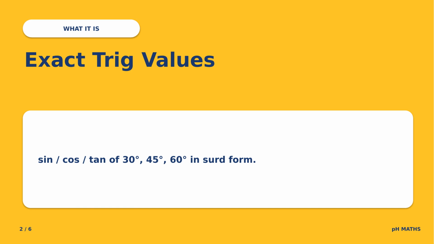Definition. Exact trig values are the sine, cosine and tangent of 30, 45 and 60 degrees, expressed as surds or fractions, not decimals. The point of exact form is that these values appear without a calculator on the non-calculator paper, and you're expected to know them instantly.